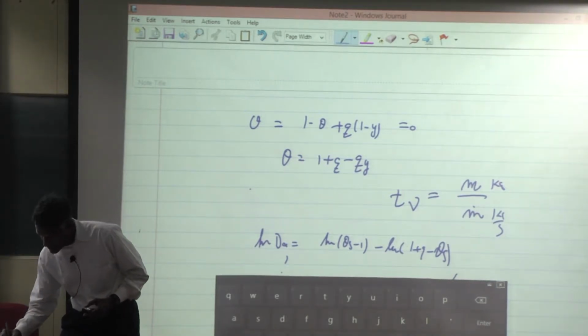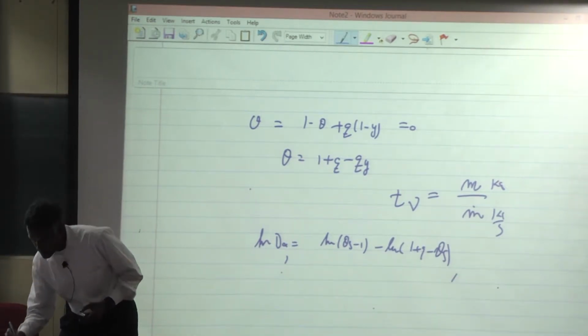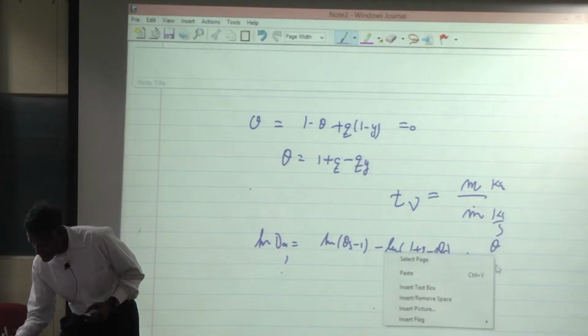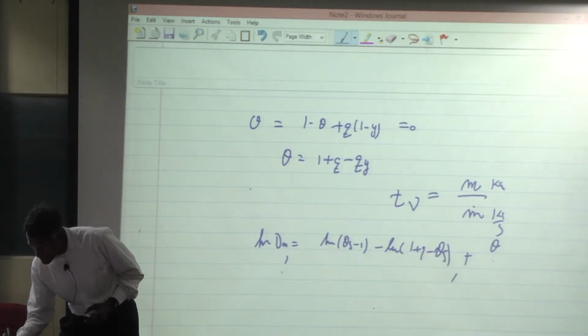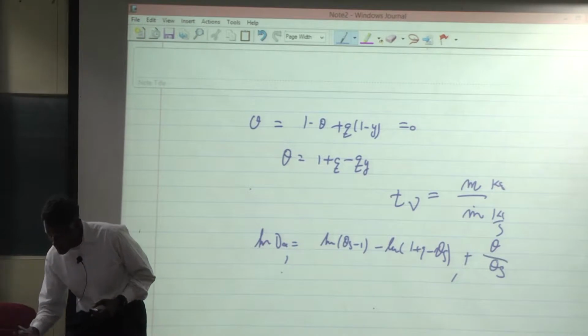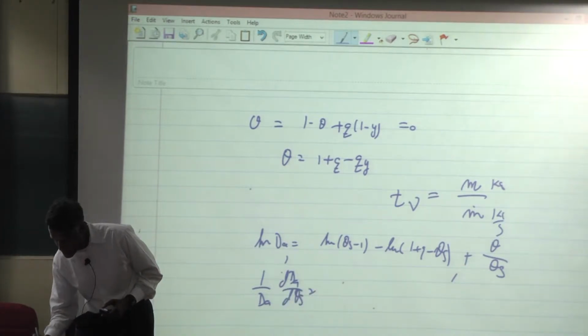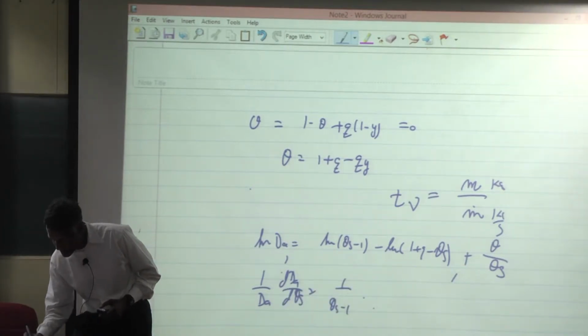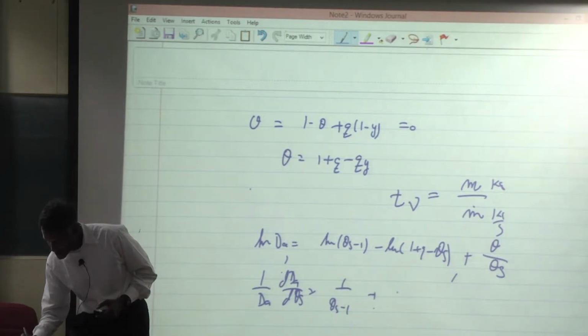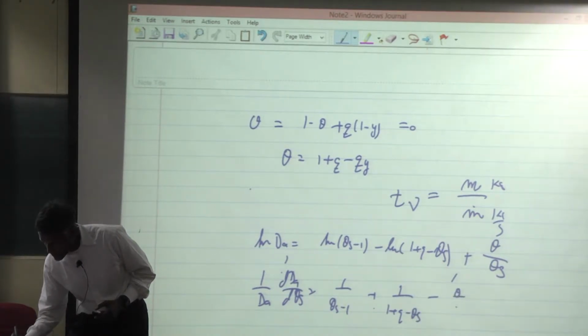plus the exponential term, which is simply theta over theta s. Now I can differentiate that. To differentiate, you get 1 over Da times d(Da)/d(theta s). Differentiating the terms, one is going to be 1 over theta s minus 1. Then the next is going to be plus 1 over 1 plus q minus theta s, minus theta over theta s squared.